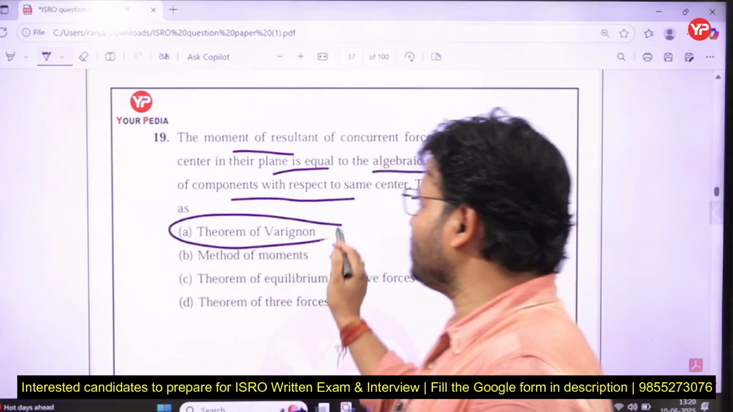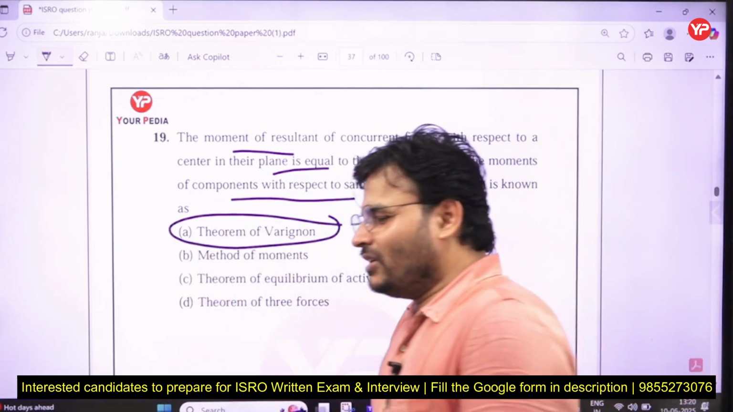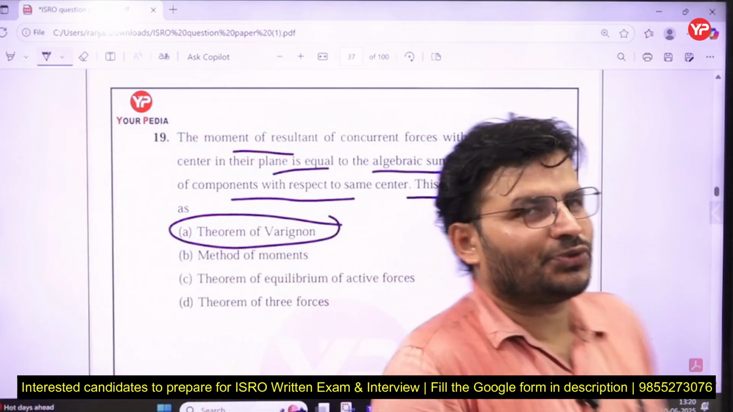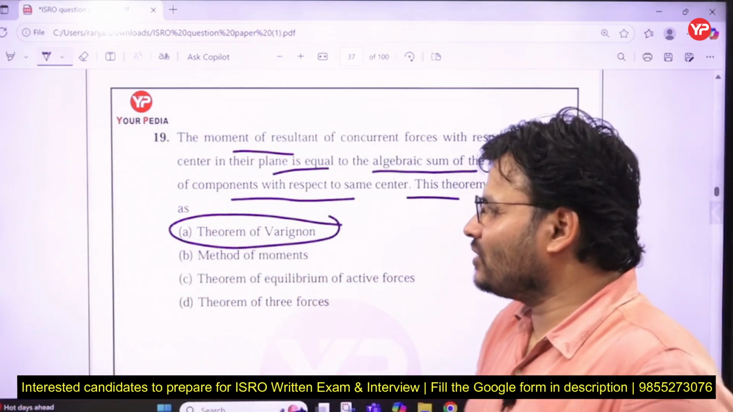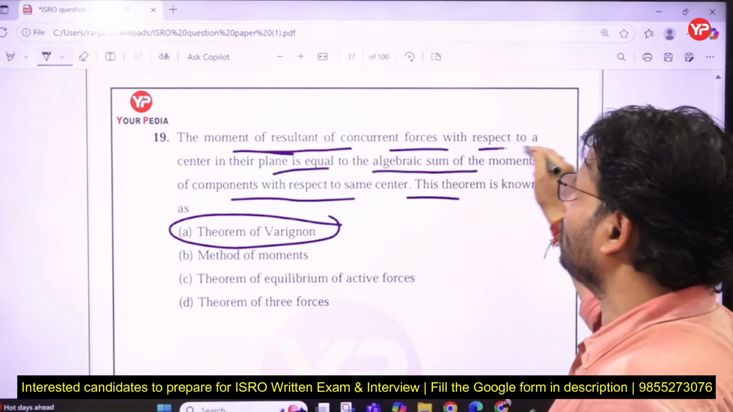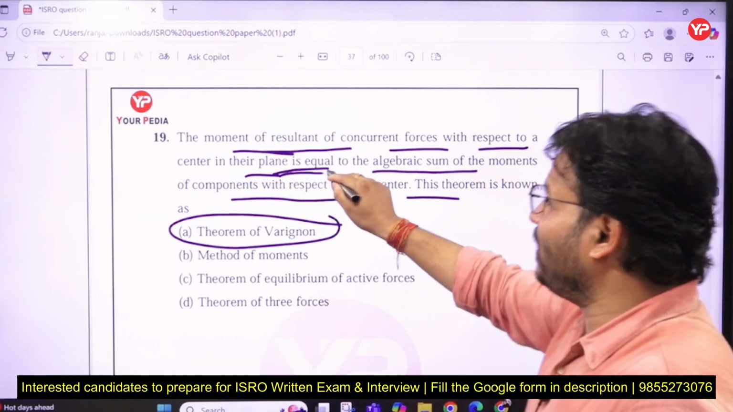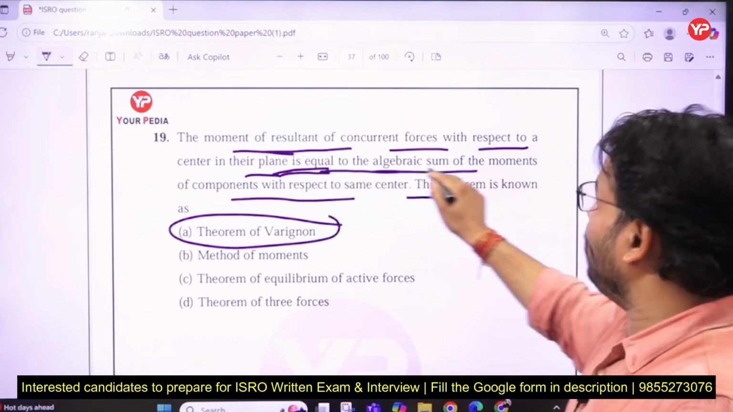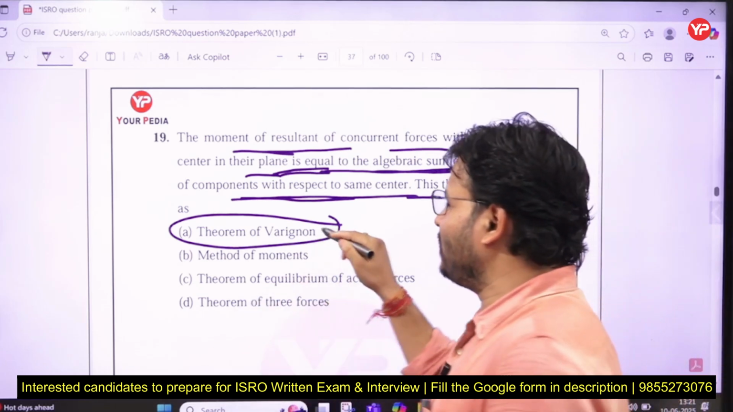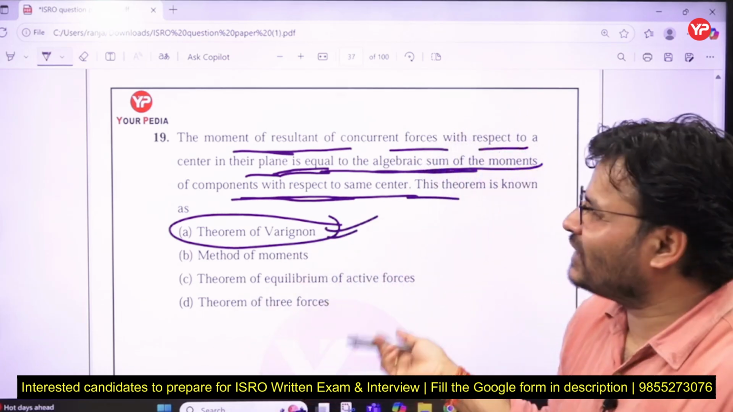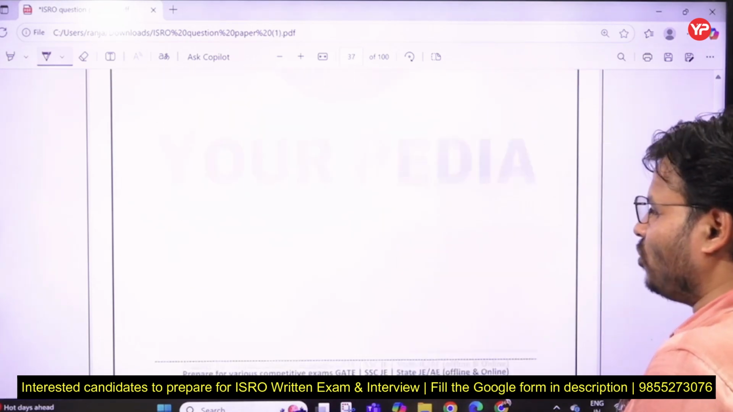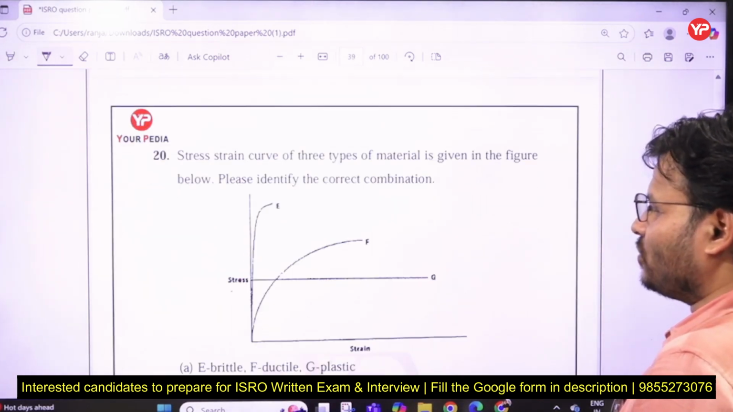Basically, Varignon's theorem talks about the moment of all the forces about a fixed point being equal to the moment of their resultant force about the same moment center. That is nothing but Varignon's theorem. So you can say the moment of resultant of concurrent force with respect to center, in their plane, is equal to the algebraic sum of moments of components with respect to the same center, and this is known as what, my dear friends? Varignon's theorem. That question has been asked from engineering mechanics, and it was an easy question, you could solve it very easily if you know the theorem.